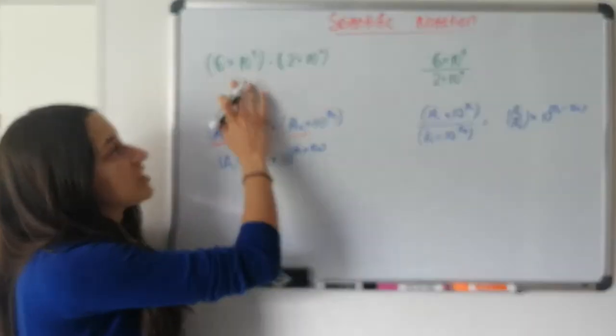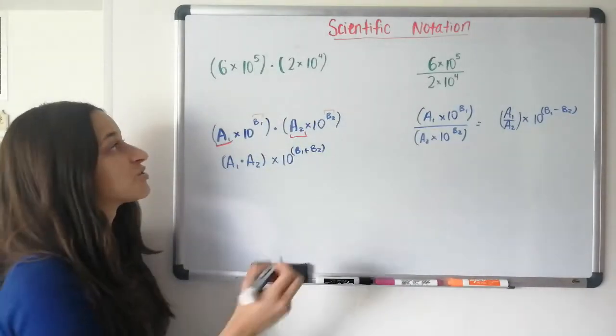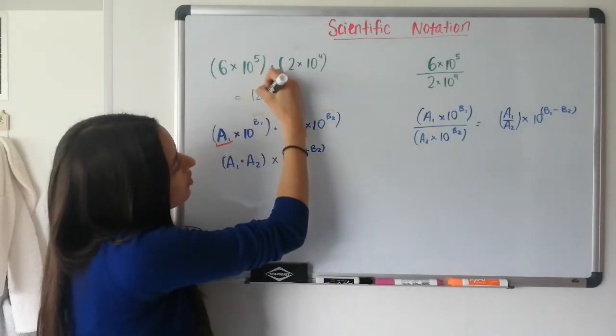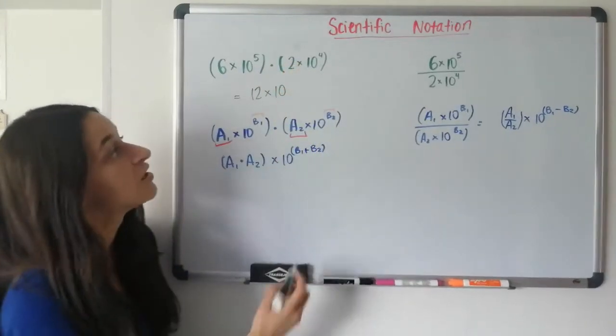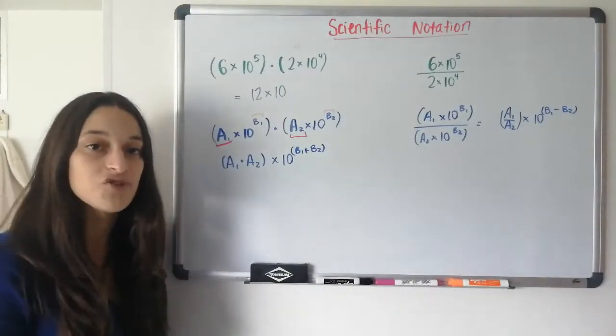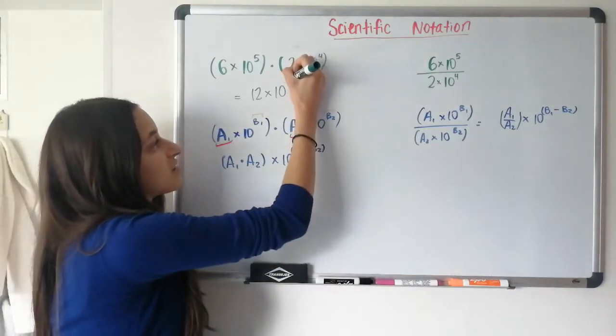So how would that look for these examples that we had to solve? Here we only care about the 6 and the 2 to multiply. So 6 times 2 is 12. Then we multiply times 10 to the, and we have a 10 to the 5 and a 10 to the 4. So we add the 5 and the 4, and that gives us 9. So we get 12 times 10 to the 9.